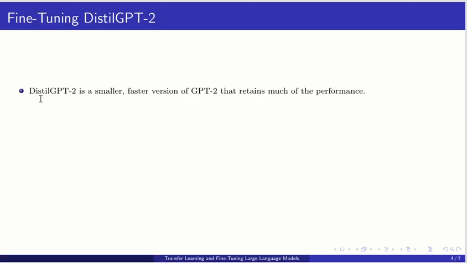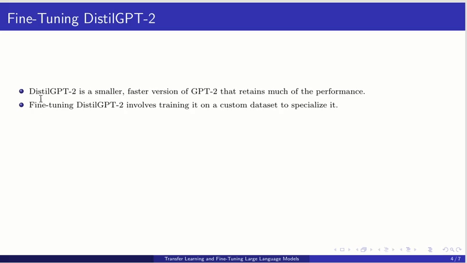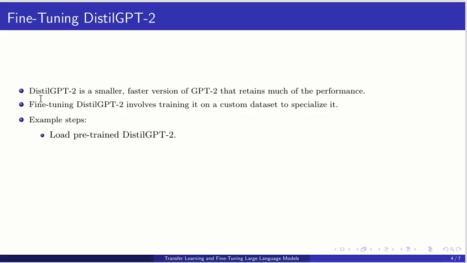And we will fine tune Distill GPT-2. Distill GPT-2 is a smaller, faster version of GPT-2 that retains much of the performance, but the size is very small. Fine tuning GPT-2 involves training it on a custom dataset to specialize it. So what will we do? We will load pre-trained Distill GPT-2, that means pre-trained weights. I don't want to go deeper now. Later I will. But pre-trained Distill GPT means pre-trained weights.